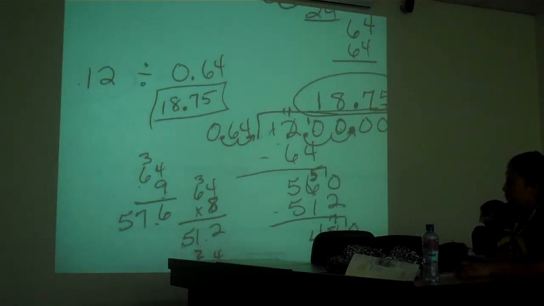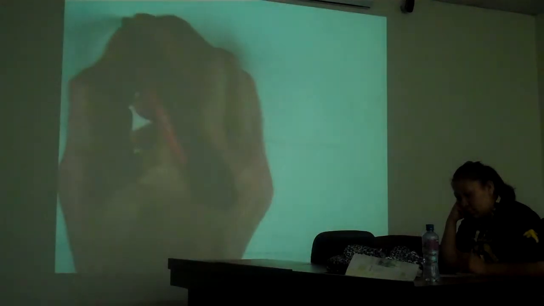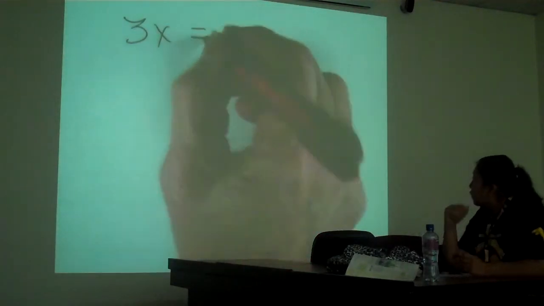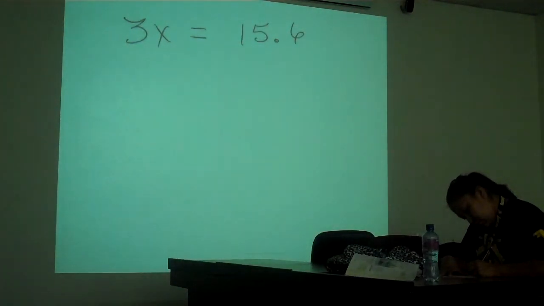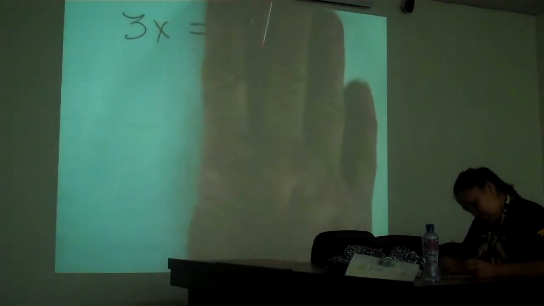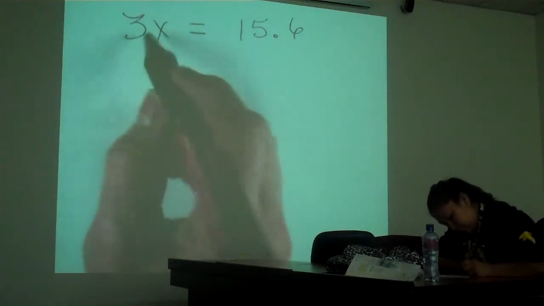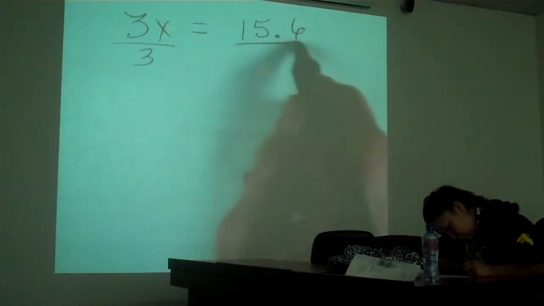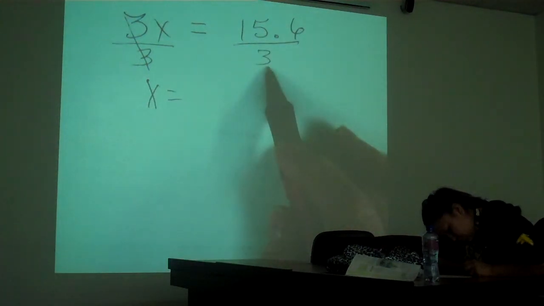Okay. It also goes into solving equations that have decimals. So you have 3x equals 15.6. And how would you solve this equation? The x was multiplied by 3. So what do you do to solve it? Divide by 3. The opposite is multiplying by 3. That's how you show it right there. You put divide by 3. We need to do this division.